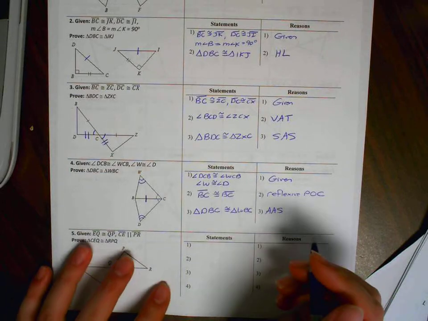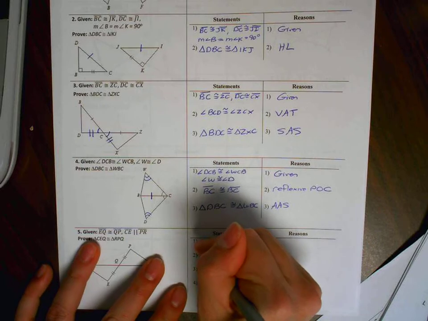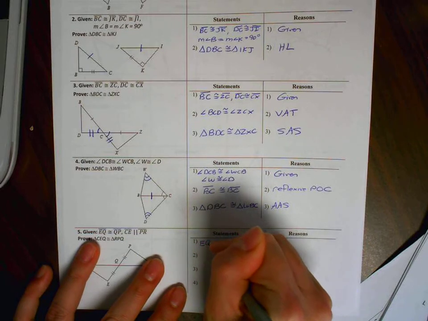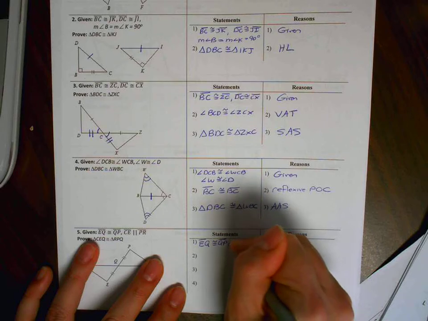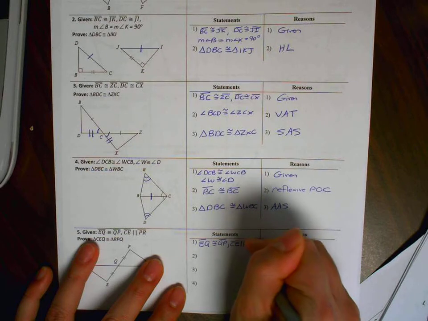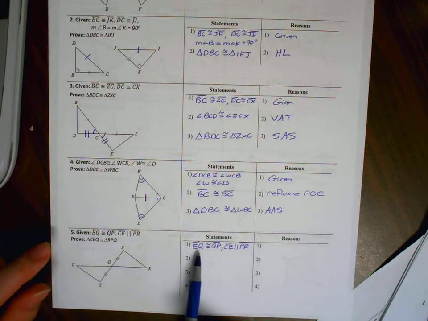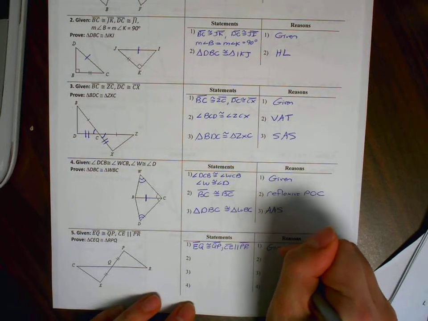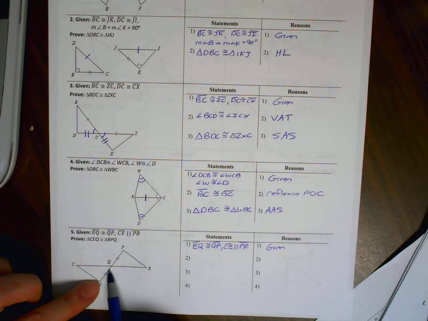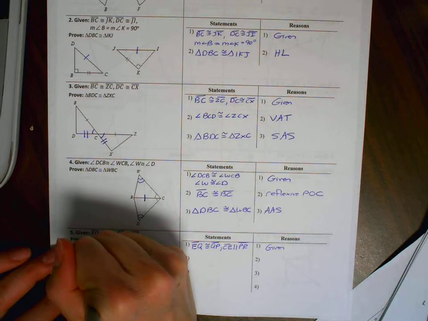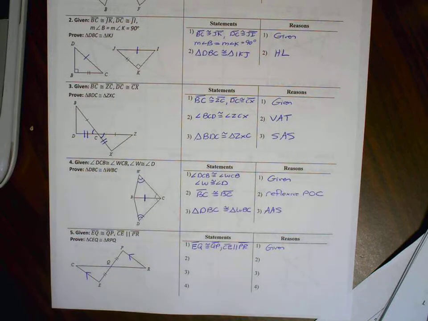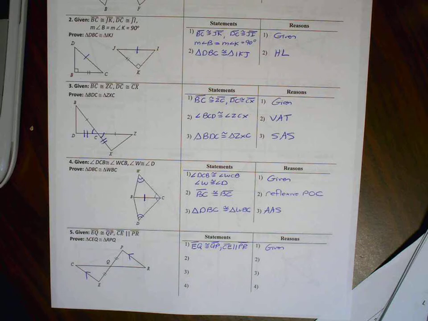All right, so hopefully you paused and tried. EQ is congruent to QP. CE is parallel to PR. So let's make sure those are marked, and the reason is given. So EQ and QP, that's marked. And then CE is parallel, that's not marked. CE is parallel to PR. All right, so right now I don't have enough. All I have is one set of sides congruent. But I definitely have some things I can add.